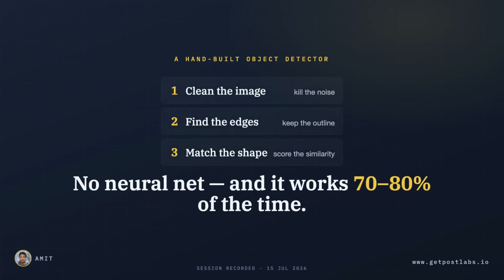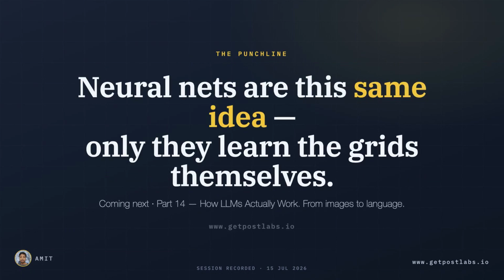Clean the image, find the edges, match the shape. No neural network anywhere. And honestly, it works maybe 70 to 80% of the time. So neural nets aren't a different universe. They're the same idea but smarter. Instead of you handpicking every grid of numbers, the network learns them itself. Next, we climb from images to language, how LLMs actually work.